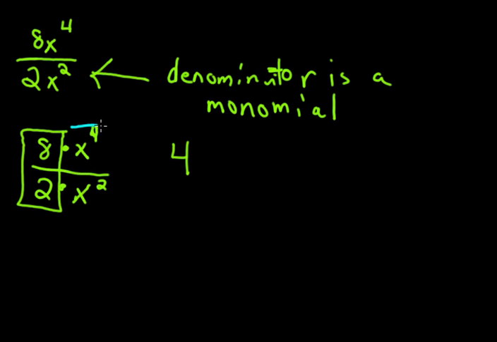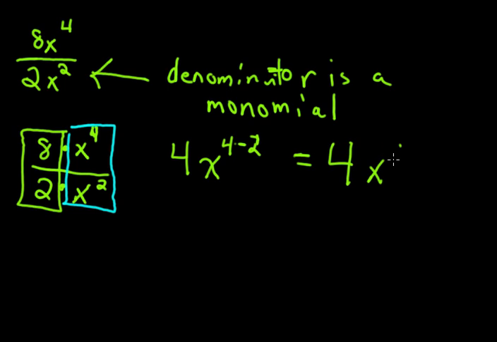When we look at these second factors, x to the fourth divided by x squared, well, a rule of exponents says that we will get x to the 4 minus 2, which is equal to x squared. So we get 4x squared. So that's the basis of dividing by a monomial.